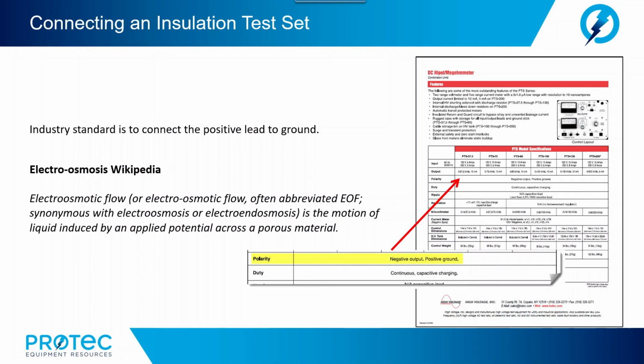However, did you know that it is industry standard to connect the positive lead to ground? In fact, the output polarity of DC high potential test sets is designed to be negative polarity, positive ground. The reason for this is that on older insulation, a little known phenomenon called electroosmosis causes a lower insulation reading to be obtained with the positive terminal connected to the ground side of the insulation being tested.